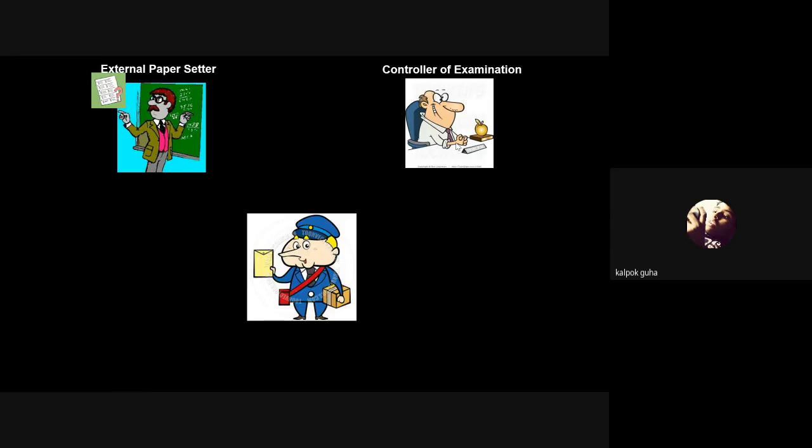Sir, if the controller of examination seals the envelope so that no one can break it, he sends it. Then the external paper setter receives it, but he cannot open the seal. So what he does is apply another seal and send it again to the controller of examination. The controller of examination removes his own seal and resends it. Now the external paper setter has the envelope with the seal which he himself applied, so he can open it now.